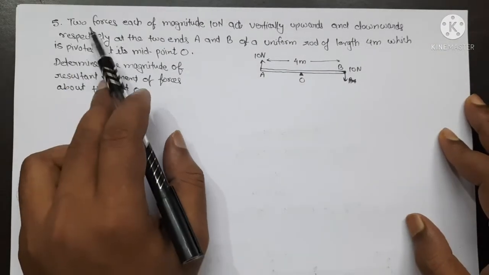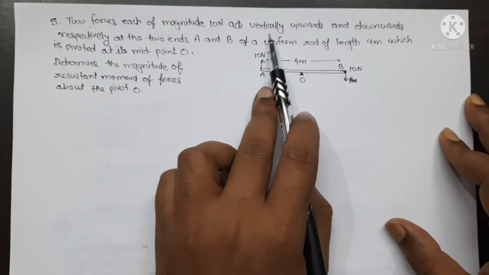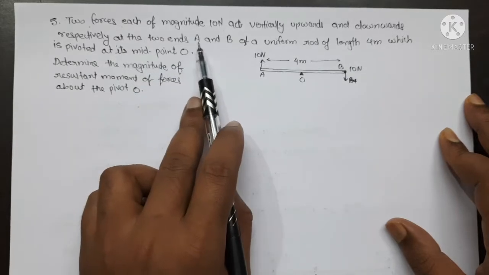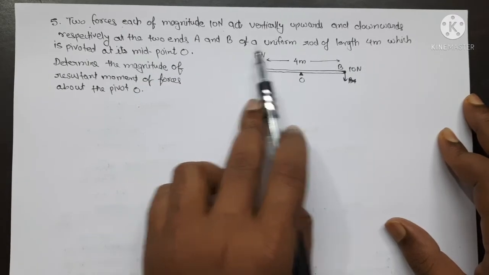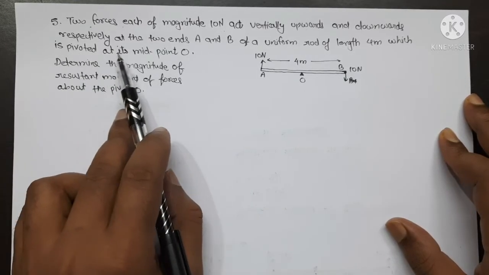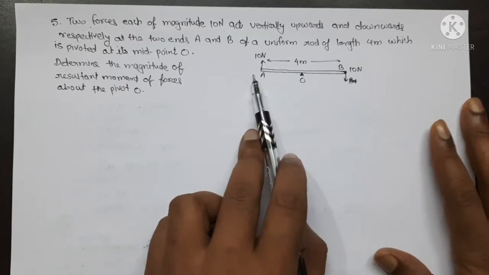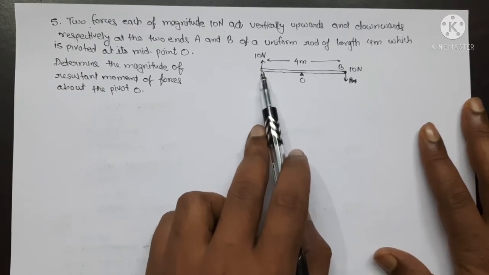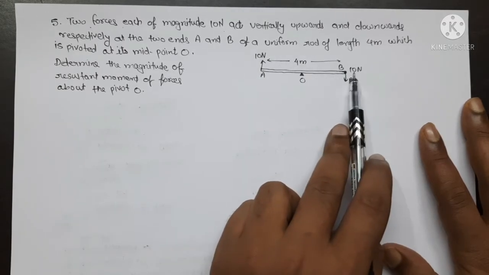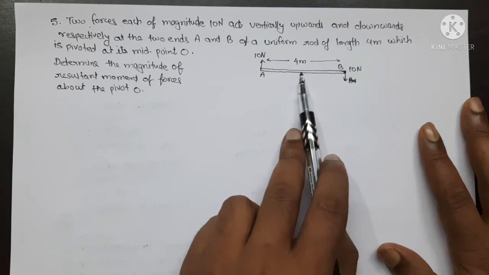Question number 5: two forces, each of magnitude 10 Newton, act vertically upwards and downwards respectively at the two ends A and B of a uniform rod of length 4 meter, which is pivoted at its midpoint O. So we have this rod, and there are two forces acting on it. One force F1 is at A, that is 10 Newton, and at B again we have 10 Newton, and this rod is pivoted at its midpoint.